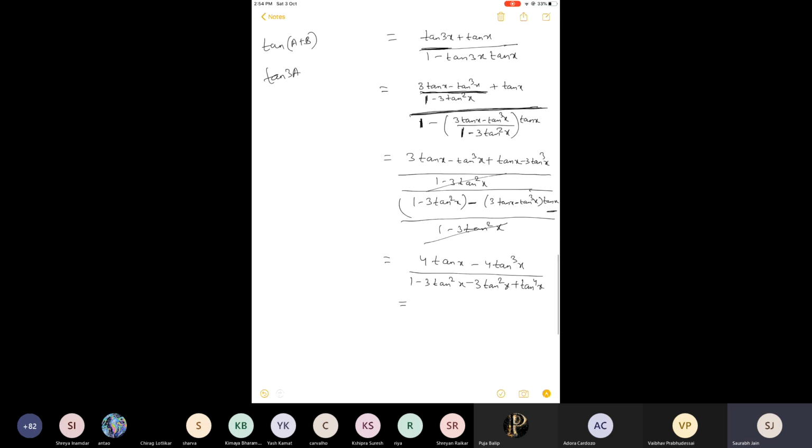Now from the numerator we can take tan x common. Why are we doing it? We have to prove this. And in the denominator we have the same expression.